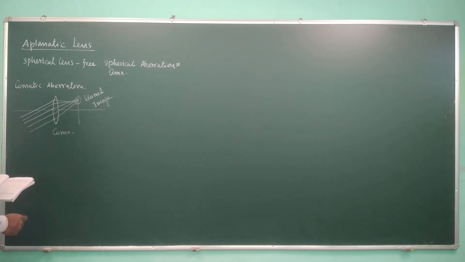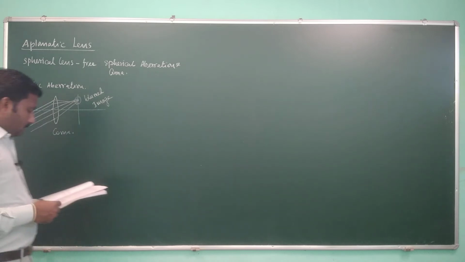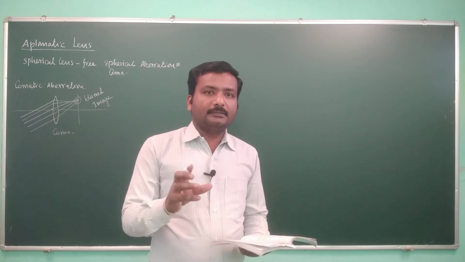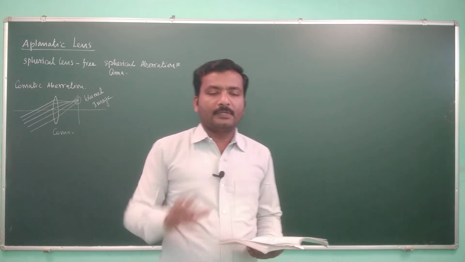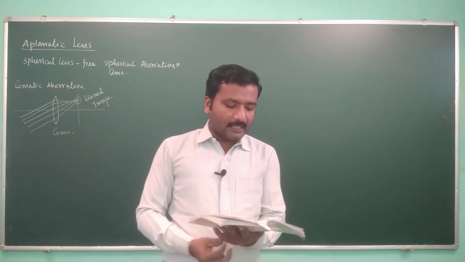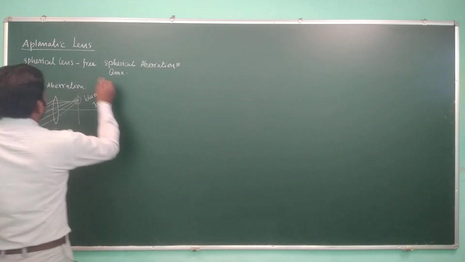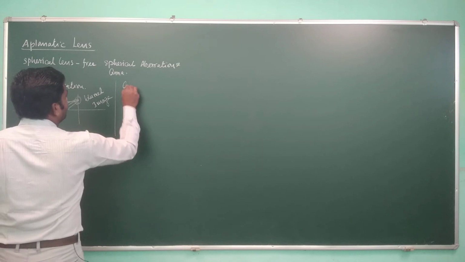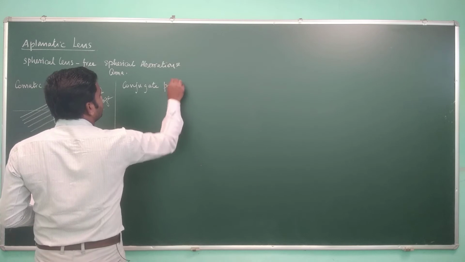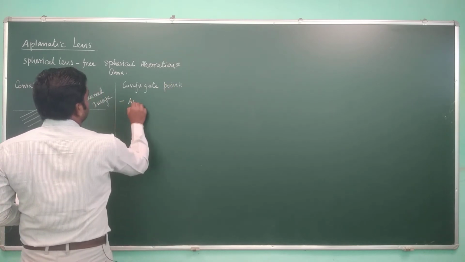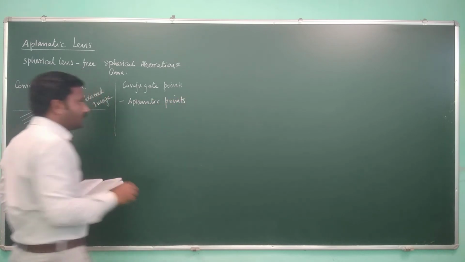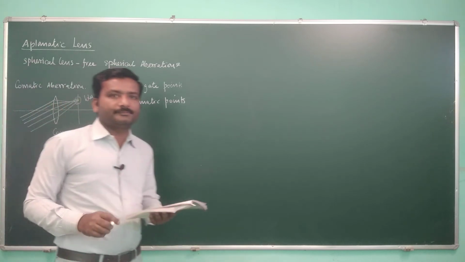Actually, in this aplanatic lens, there are two conjugate points. It's a spherical lens, as I said earlier. It has two conjugate points, which are called aplanatic points. These are the points which are free from these errors.